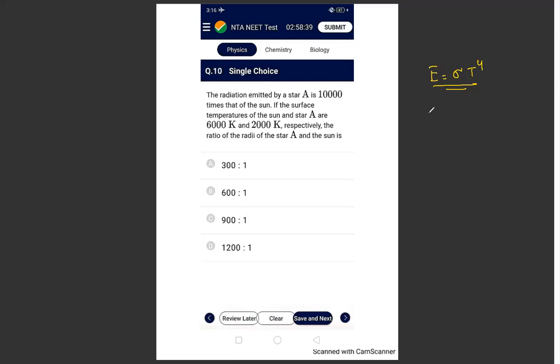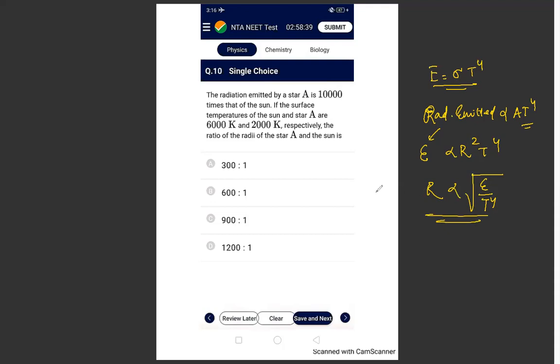Otherwise we can write the radiation emitted is directly proportional to area times T to the power 4. So if this emission is directly proportional to area, which is 4 pi r square, so it is r square T to the power 4. So radius is proportional to square root of E by T to the power 4, right?